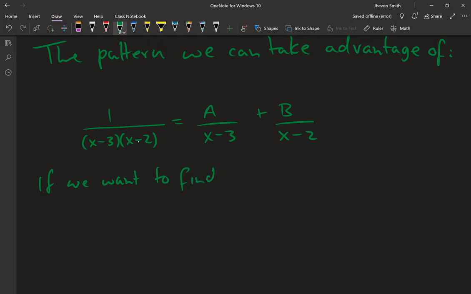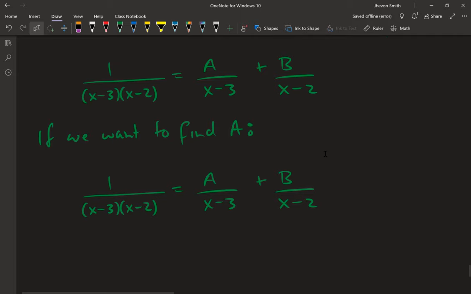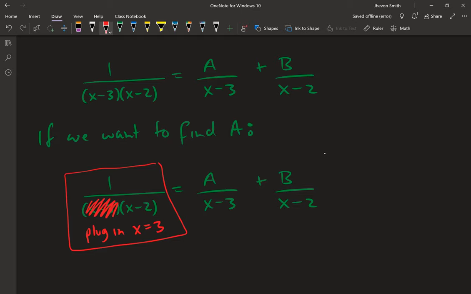If we want to find A, notice what I can do. I can take this guy, cover up the denominator of A, and plug in x equals 3. So cover up the denominator of A on the left.